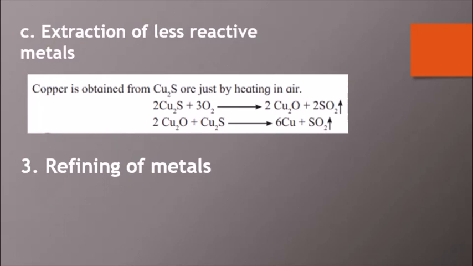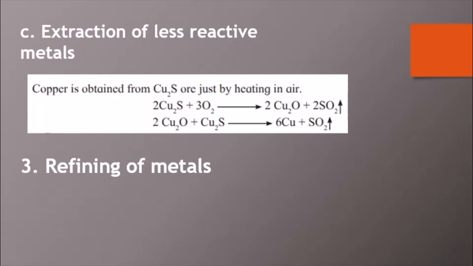Copper is mainly found as copper sulfide. When you heat the copper sulfide, we can obtain copper from it. Here in the reaction you can see that copper sulfide is heated in the presence of oxygen, so we get copper oxide first, and then copper oxide is reacted again with copper sulfide, so we get SO2 gas and we get copper.